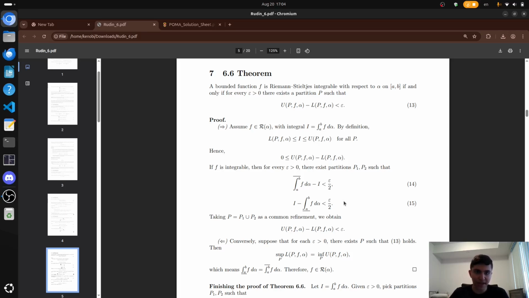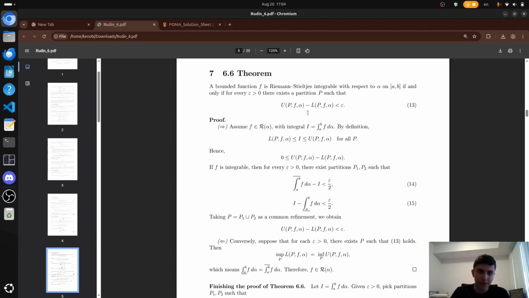Now we have the following theorem. A bounded function f is Riemann-Stieltjes integrable with respect to alpha on [a, b] if and only if for every epsilon greater than 0 there exists a partition such that U(P, f, alpha) minus L(P, f, alpha) is less than epsilon. And that makes sense because if we want the lower and upper integrals to be equivalent, we need to have their difference less than some value that we can let go to 0 eventually for some partition.